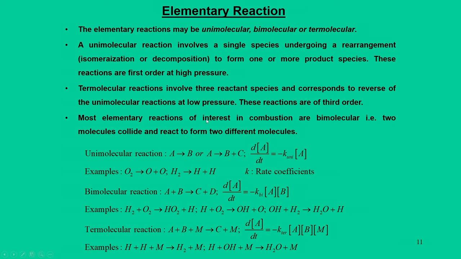In fact, most elementary reactions of interest that we use in combustion are bimolecular in nature, and that is two molecules collide and react to form different molecules. So, A plus B gives C plus D. Accordingly, rate coefficients are defined as k bi. Typical examples could be H2 plus O2 gives HO2 plus H, H plus O2 gives OH plus O, and so on.